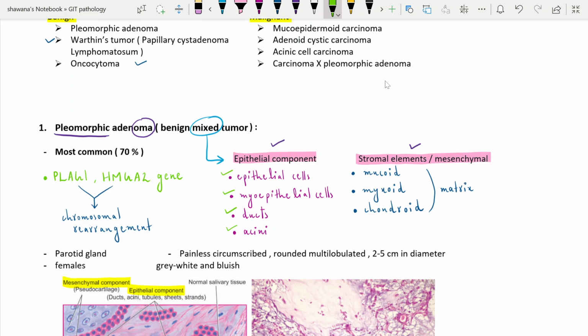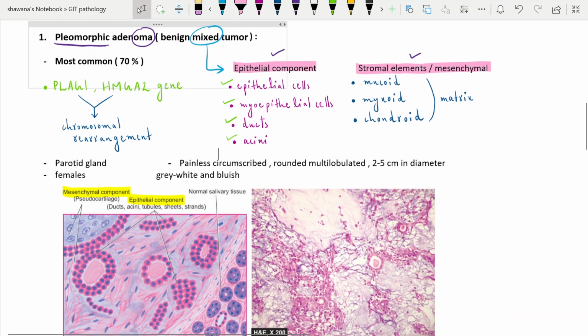The stromal element has the matrix. Matrix means all of the mesenchymal component comes here. Mesenchymal means it resembles chondroid, the cartilage, myxoid and mucoid. The matrix is in the stromal elements. When we look at the diagram, you will see both of these components. But first, we'll discuss the etiology.